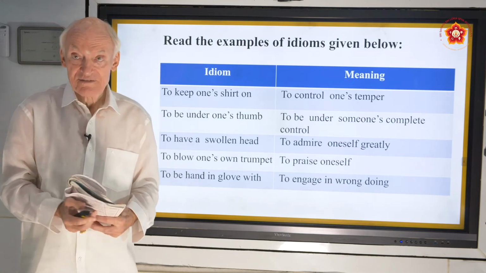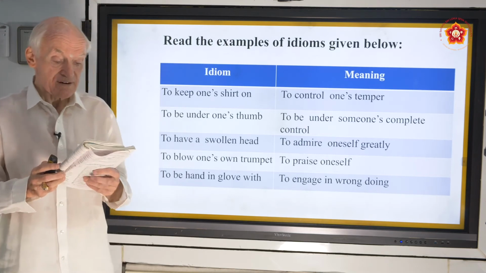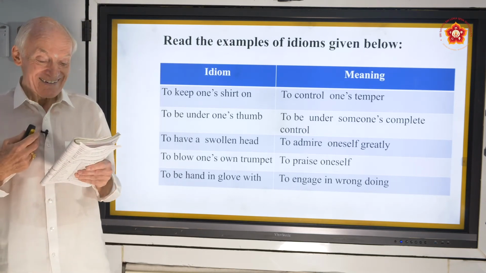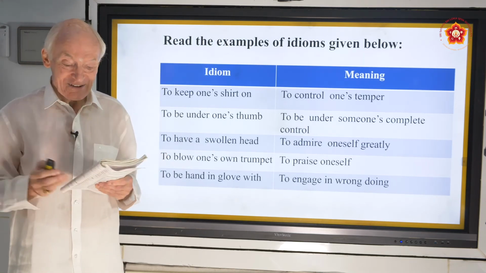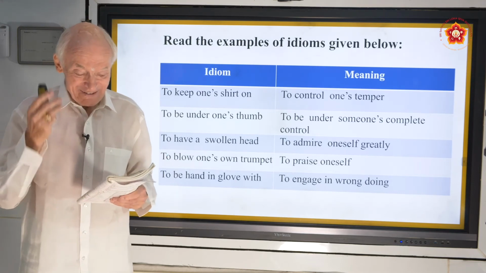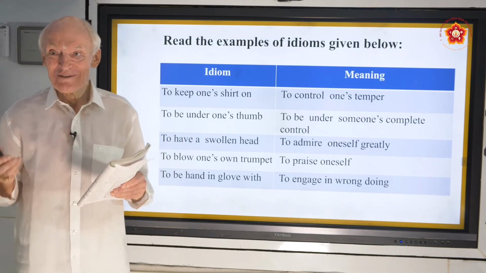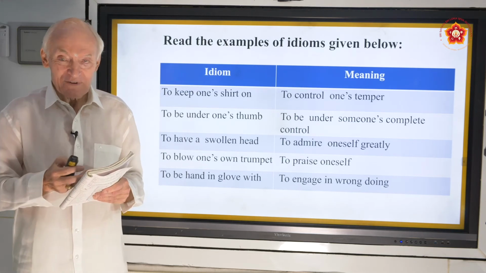Read the examples of the idioms given below. Okay. Keep your shirt on. All right. Control your temper and your temperature. Keep your shirt on. Don't be excited. Okay. To be under one's thumb.